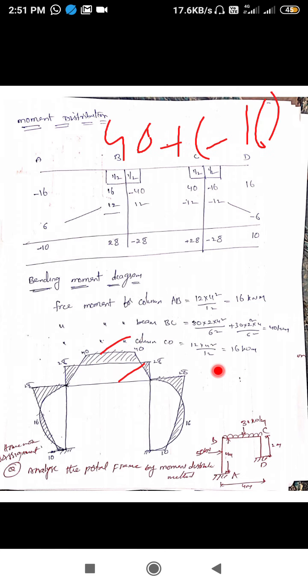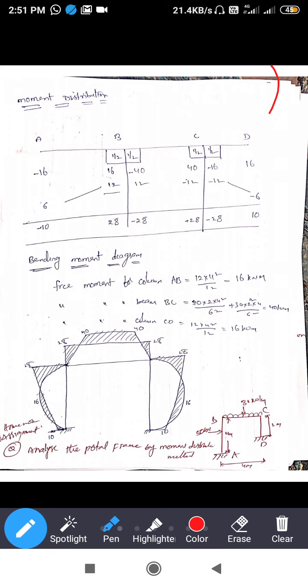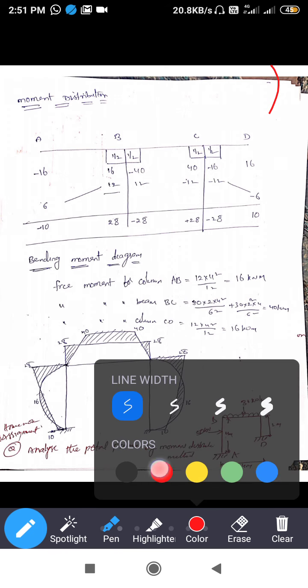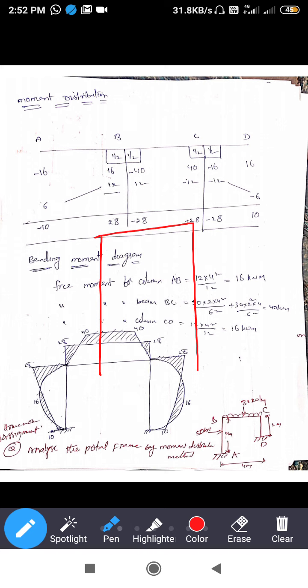So you can place those bending moments by applying here. You can use it like that. This is your frame. First of all, you can use the free bending moments, that is 16, UDL load acting. So this is the way you can add. Next, coming to the 40.